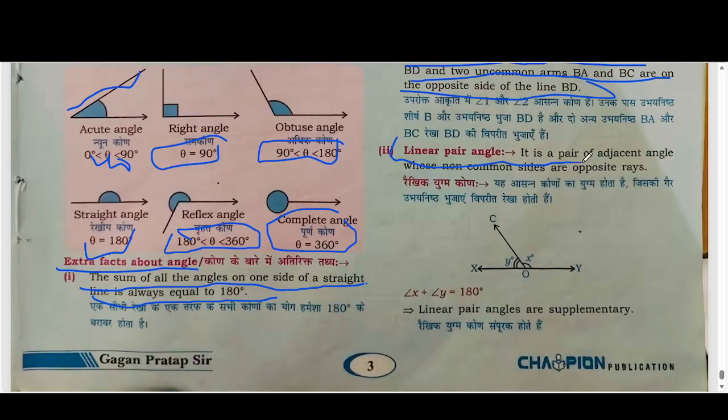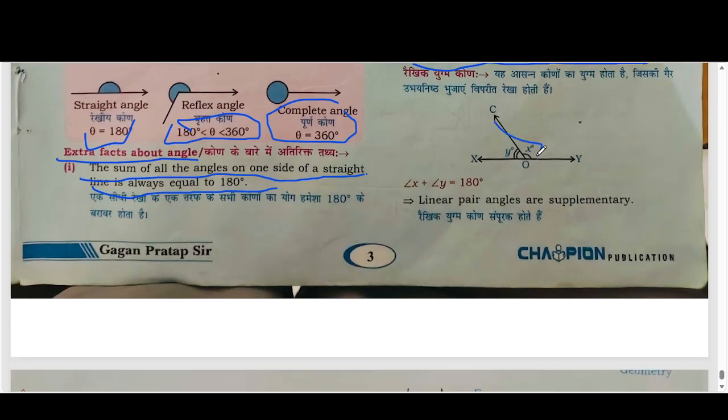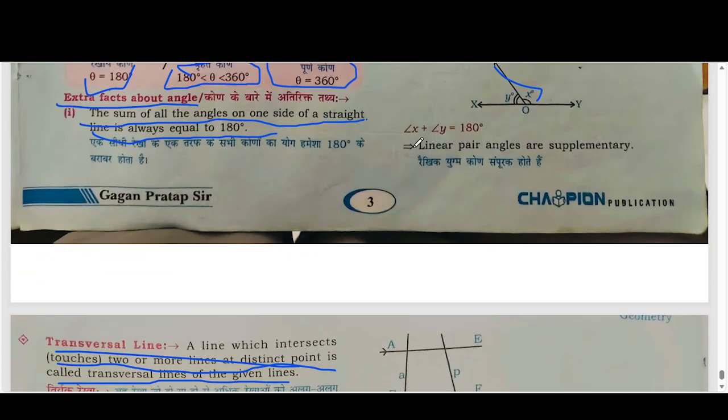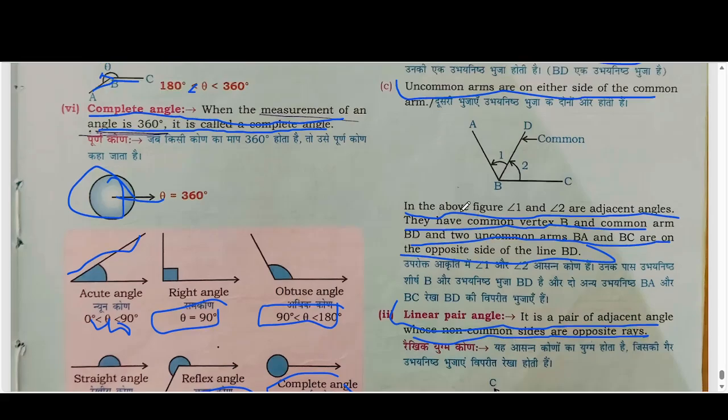Linear pair angles: a pair of adjacent angles whose non-common sides are opposite. Angle x and angle y, x plus y is 180. Linear pair angles are supplementary.